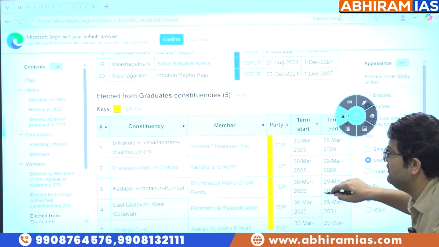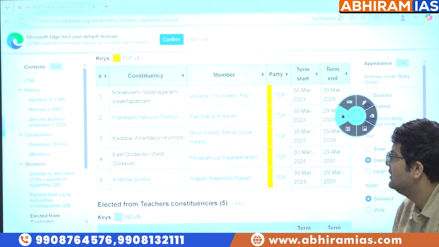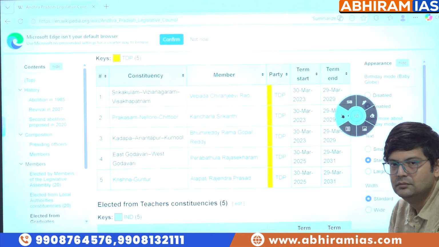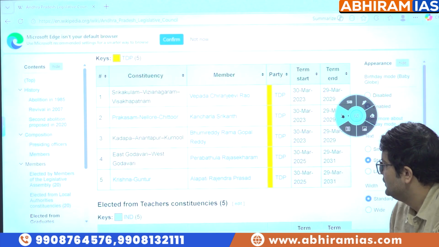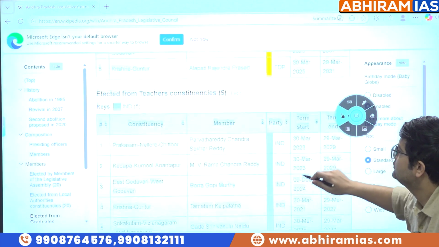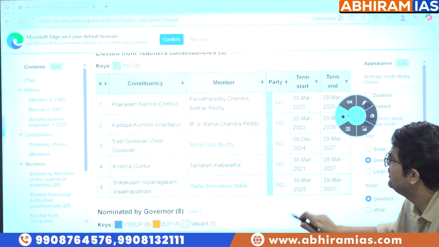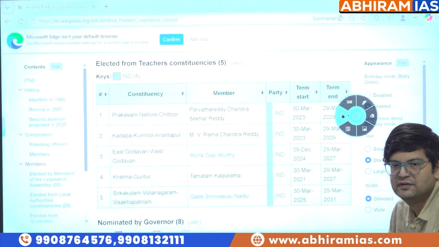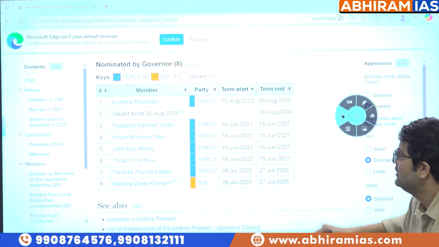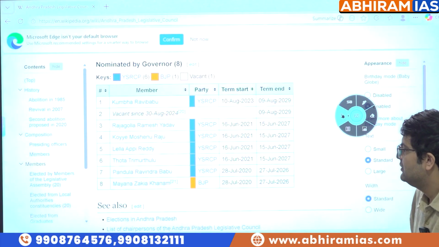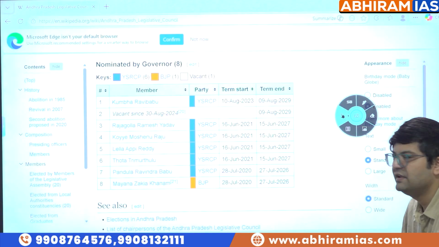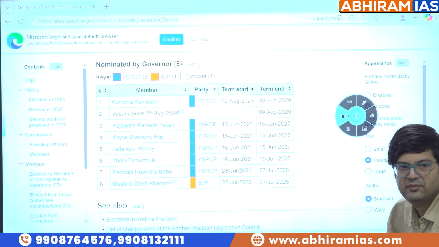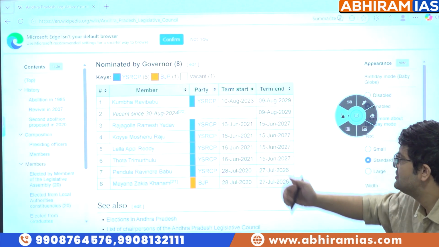Now for graduates, how many others? 5. Your entire state is divided into 5 different constituencies, and the graduates vote from there. Clear? So all belong to the son-in-law's party, no problem. Here they are all independent. Teachers: same 5 constituencies. Now teachers vote. And beyond that, we also have 1/6 nomination, 8 seats by the governor. These are all old nominations. By who? The YSR, hence they belong to the YSR party. But after this 2026-27 period, we will have TDP nominating their favorite people. So you'll see a change.